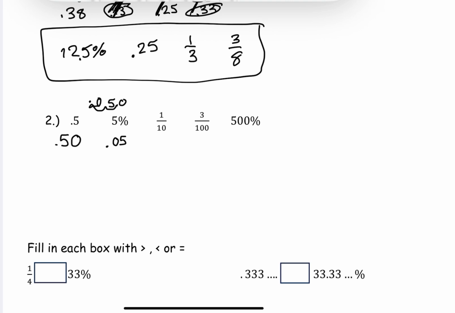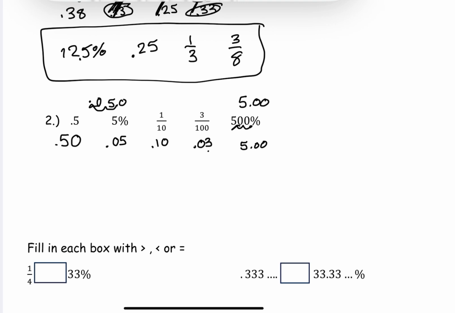All right, 1/10, we have to have that memorized, okay? That is 0.10. 3/100, that's another one that we need to have memorized. That is 0.03. Remember, it's tenths, hundredths. 500%, I'm going to put my decimal here, do one of these, and I get 5. So that's just $5.